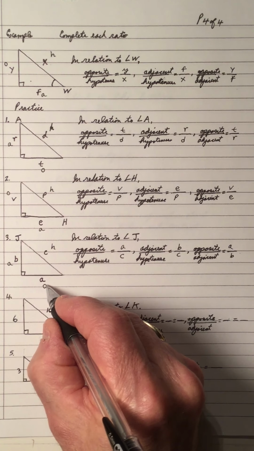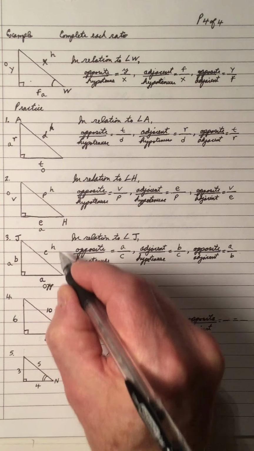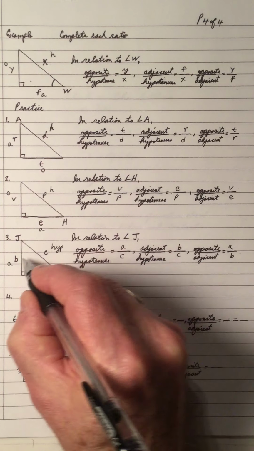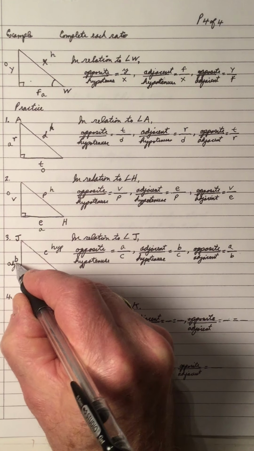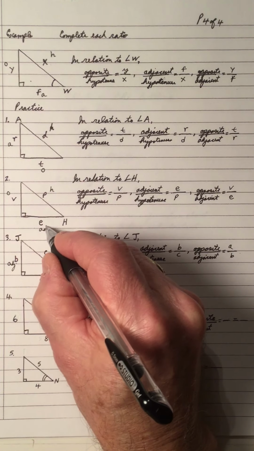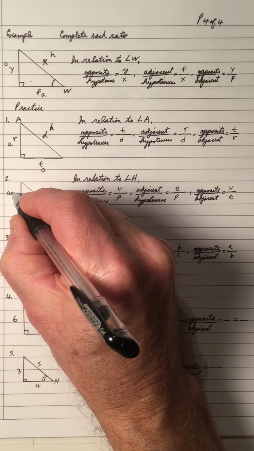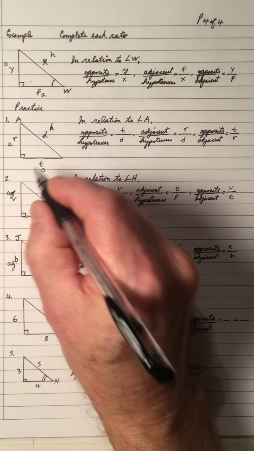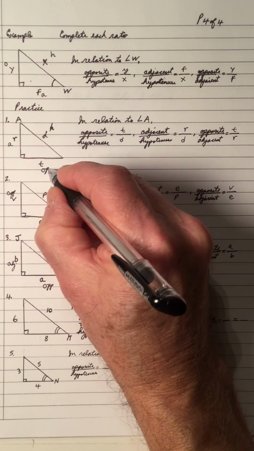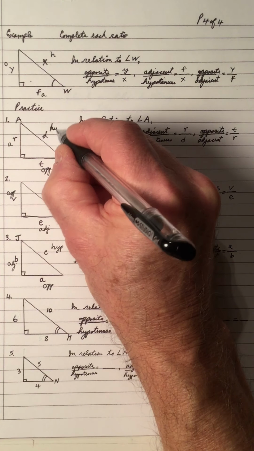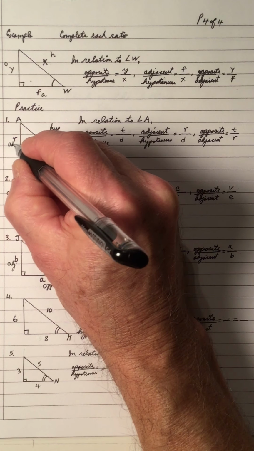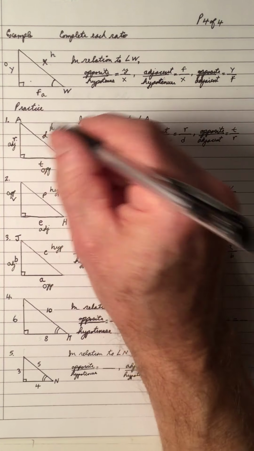Now, if you're doing opposite, you could also write OPP, HYP, ADJ, so you won't get mixed up. HYP, opposite OPP. If you do that, OPP, HYP, ADJ, then you won't get mixed up with your letters.